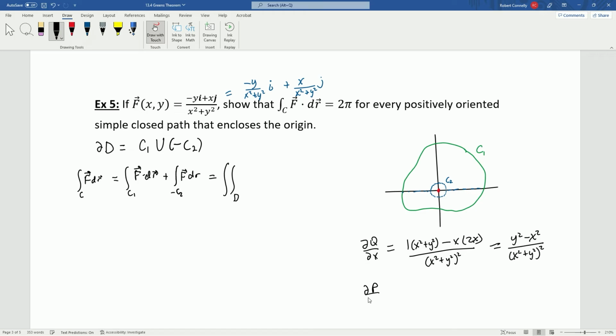And dP/dy is going to be very similar. So we take the derivative of the top, that's negative 1, times the bottom, minus the top, which is negative y, times the derivative of the bottom, which will be 2y, over x squared plus y squared, squared. That's going to give us negative x squared, negative y squared plus 2y squared. So that becomes, again, y squared minus x squared over x squared plus y squared, squared.